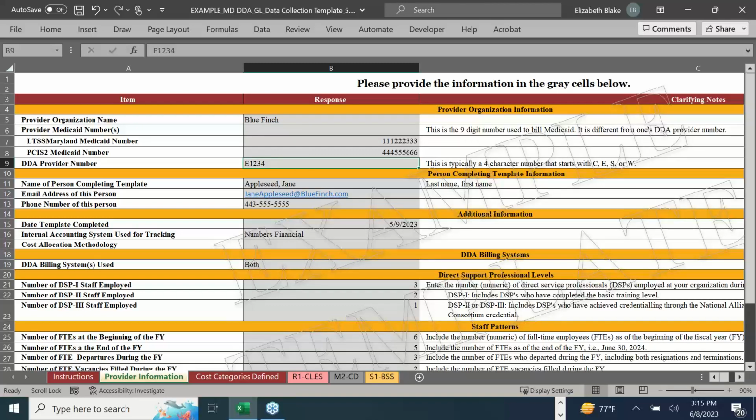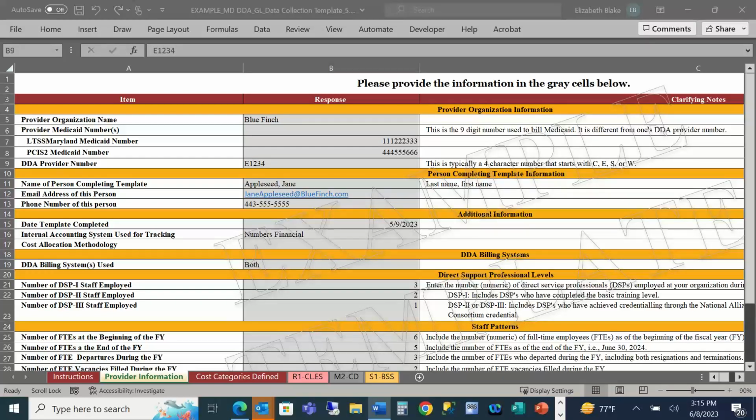So we're also going to be asking for the information of the person who is completing the template, like Marianne said. This is going to be really helpful for us in the future if we have questions about anything that's in your template, we'll be able to contact the person directly who completed it. Some additional information that we're going to be collecting includes the internal accounting system used for tracking, as well as the cost allocation method that your organization is using. And then we're going to ask you to provide us with the DDA billing systems used. In this case, in the example template, we're using both LTSS and PCIS 2.